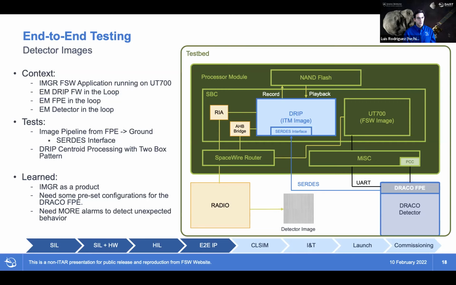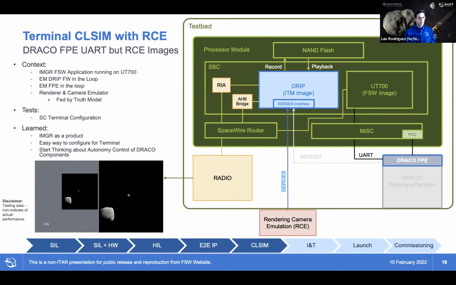In the next slide, we take a look at the next step in the testing campaign, which is the closed loop simulation process. We replace that detector with a render camera emulation. And the reason for doing that is we want to be able to test the entire loop during the terminal phase. So we want to get an image, the DRACO image processor processes the image, identifies centroids, and sends those back to the smart nav algorithms. Smart nav algorithms detect the target that they want to follow, and then the GNC, the guidance and control system, will either change the attitude of the spacecraft or perform certain maneuvers in order to hit the target.